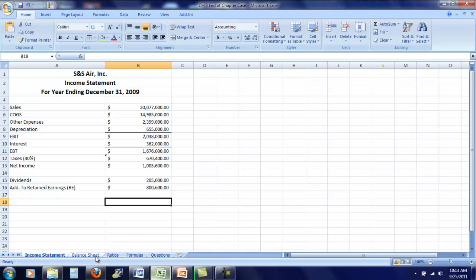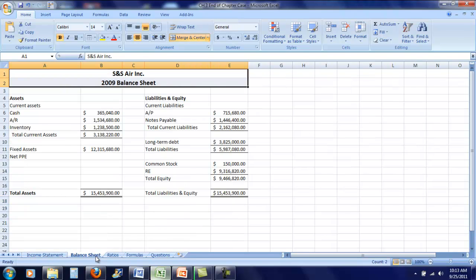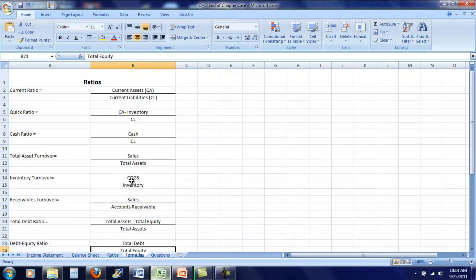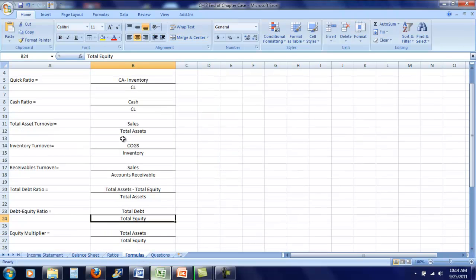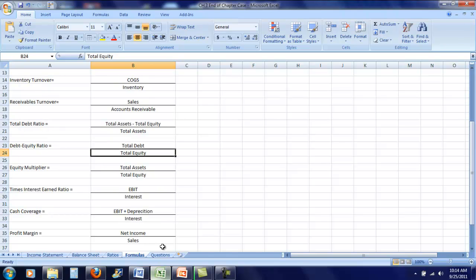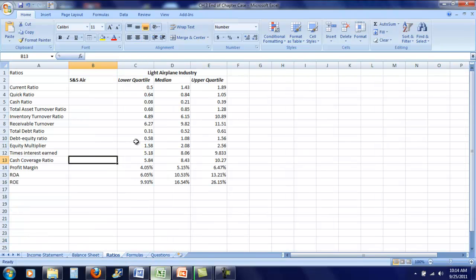Inside my Excel file, I have put the income statement and the balance sheet. I have also put the formulas for all of the ratios. So this can be a little study sheet for you. And what we're going to do is make calculations for the ratios and then compare them to industry. So the book has provided you with light airplane industry average ratios, the lower, the median, and the upper. And we're going to calculate for SS Air.